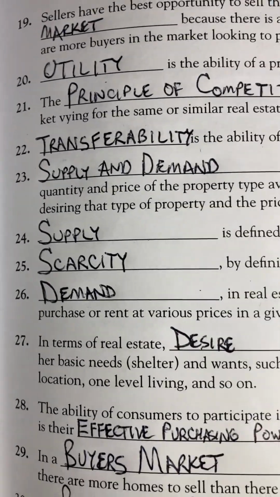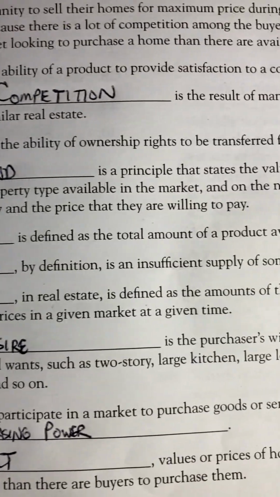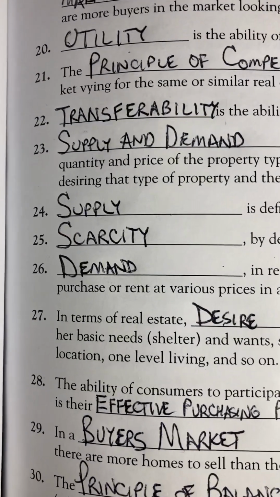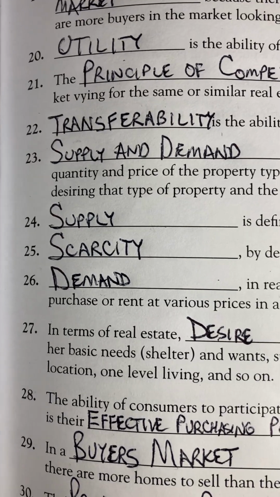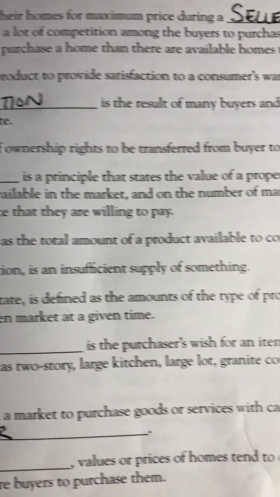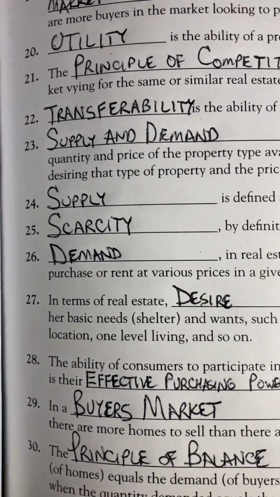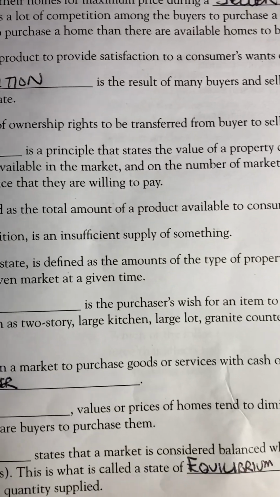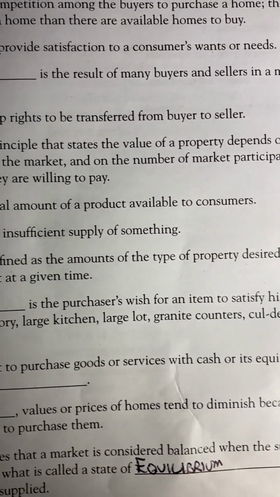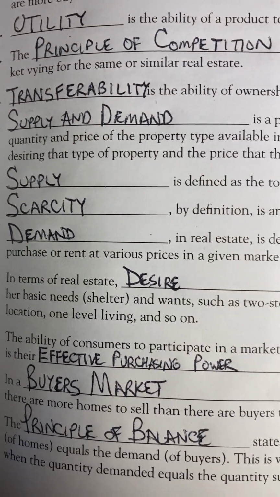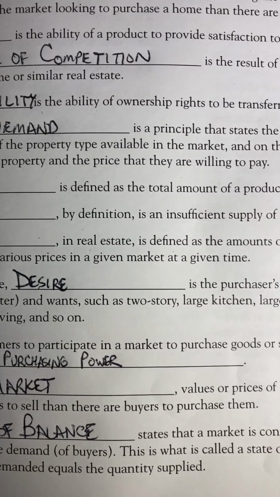Number 24, supply is defined as the total amount of a product available to consumers. Number 25, scarcity, by definition, is an insufficient supply of something. Number 26, demand in real estate is defined as the amounts of the type of property desired for purchase or rent at various prices in a given market at a given time.